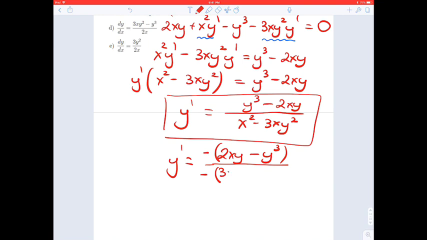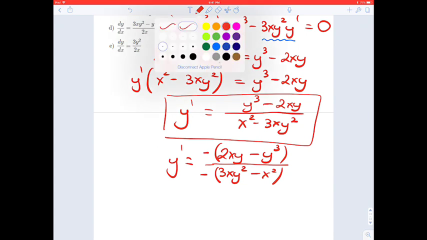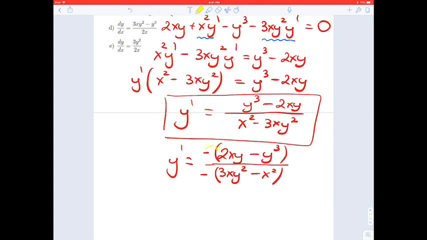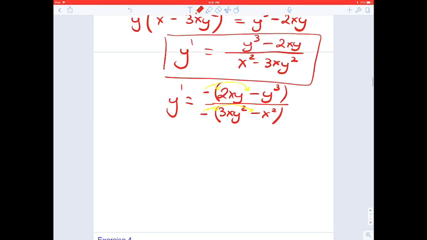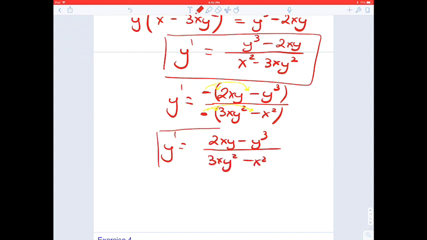Can put negative in front, 3xy squared minus x squared. Because if I distribute the negative, this will be negative, this will be positive. That's what is above. Negative and positive. But I will not do this. These two negatives will cancel out, and I might have the equivalent form as 2xy minus y cubed over 3xy squared minus x squared. Just in case you get this form, make sure that you can rewrite, playing with these negative signs.